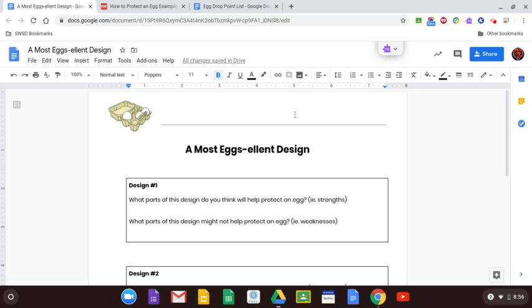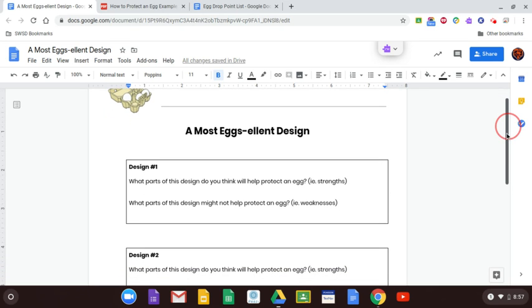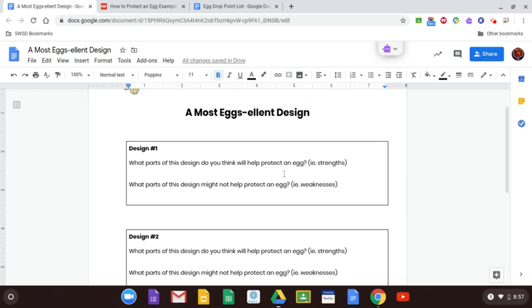Hey everyone. So today we are going to be working on the next part in our egg drop project, which is going to be a most excellent design. So pretty much what you're going to do is you're going to be taking a look at your other designs that you made prior to the weekend, and you're going to be looking at them and determining essentially your strengths and your weaknesses.